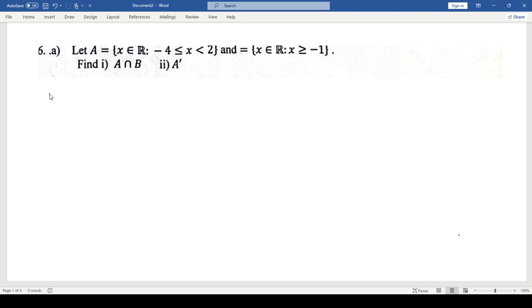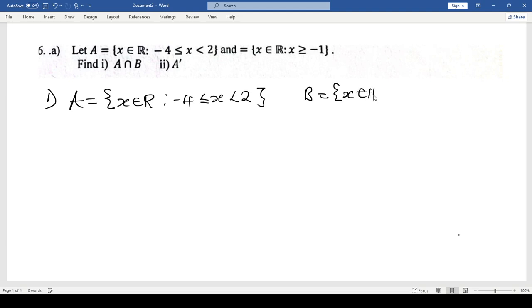So we have the first one there. We have x is a real number such that -4 is less than or equal to x, which is less than 2 here. So that's set A. Then set B here. We have x is a real number such that x is greater than or equal to -1.